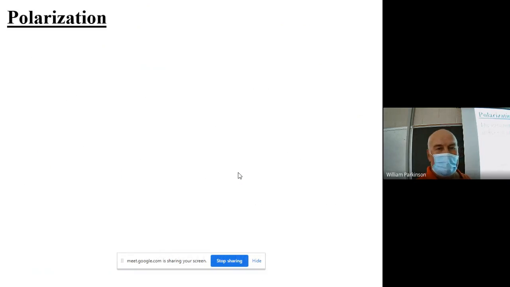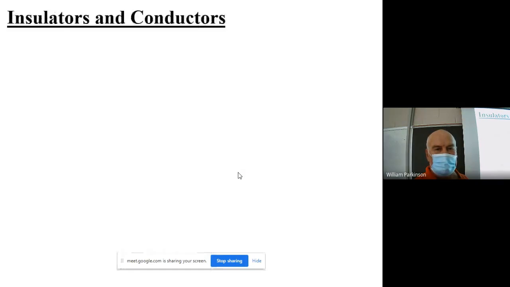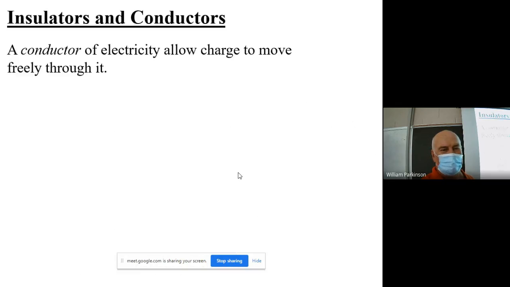Now, another trick that scientists use, I'm sorry, I thought I did that on this slide. I didn't do it yet. Let's first indicate something about conductors and insulators. A conductor of electricity is something that allows charge to move freely through it. So I think that should make sense to you. Anything that's going to conduct electricity is going to support the flow of charge.